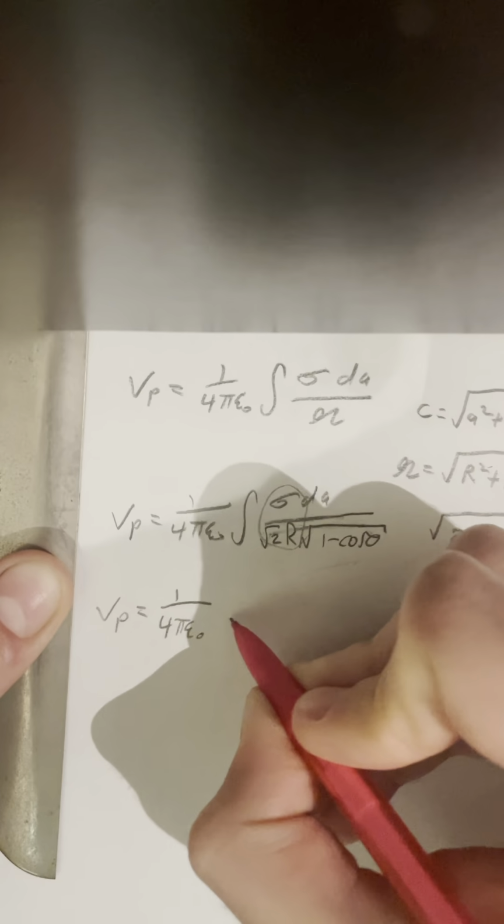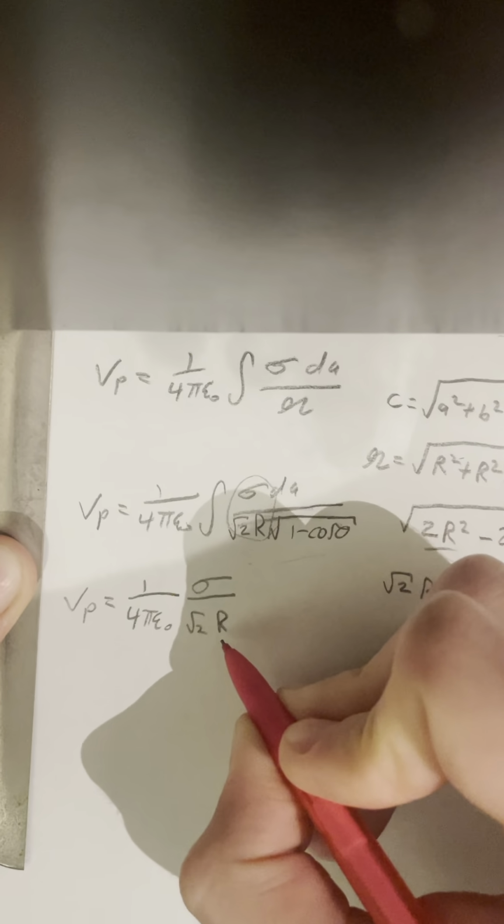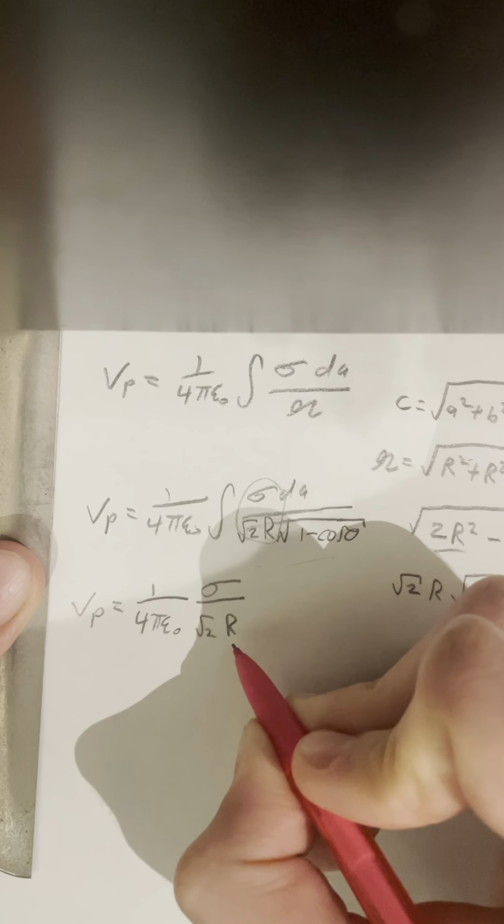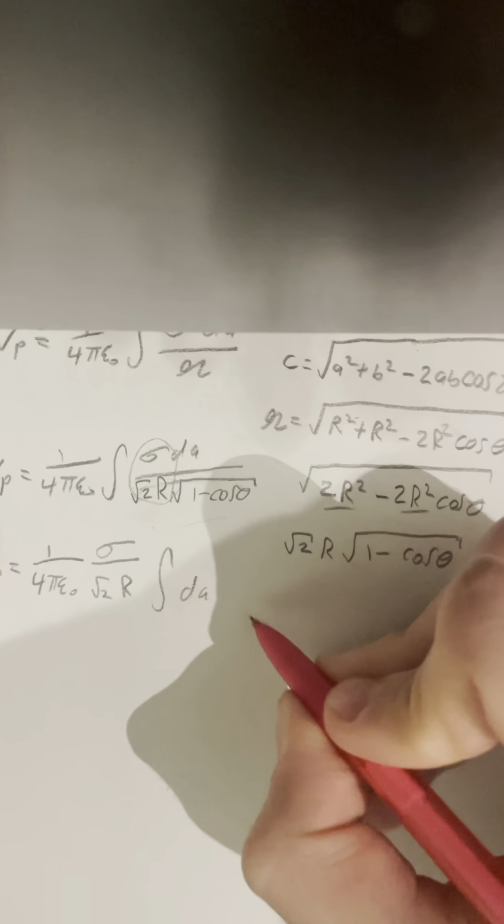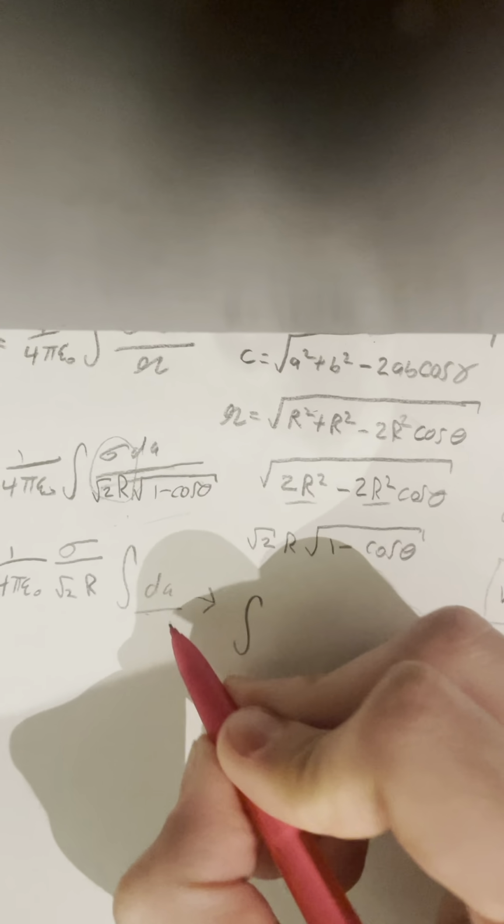Since these three terms are constant, we could just rip them out of the integral. So we have 1 over 4 pi epsilon naught times sigma over square root of 2 times R. And so what our integral is going to be is the integral of dA. And we know that since we're still dealing with a spherical geometry, our dA term is going to be equal to the following. Oh wait, I should also write the law of cosines, but since there's a little bit of space error, I'm going to just write it over here.